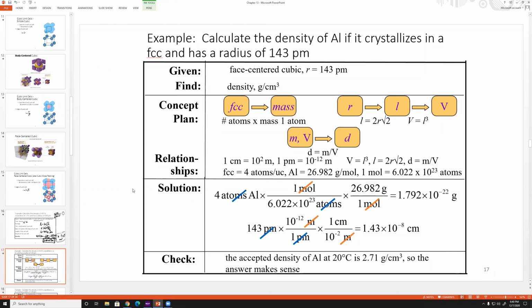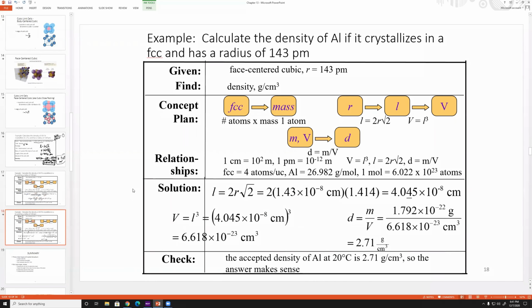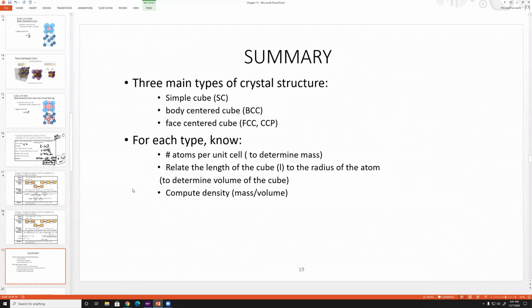Any questions on that? No? All right. So, summary. The 3 types are simple cubic, body-centered cubic, and face-centered cubic. It's very important to know the number of atoms in each cell: 1, 2, or... no, that's not right. 1, 2, or 4. The relative length of the cube relative to the radius determines the volume, and you can use that to compute the density.